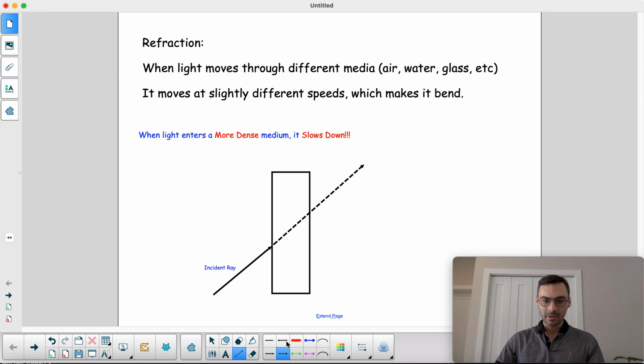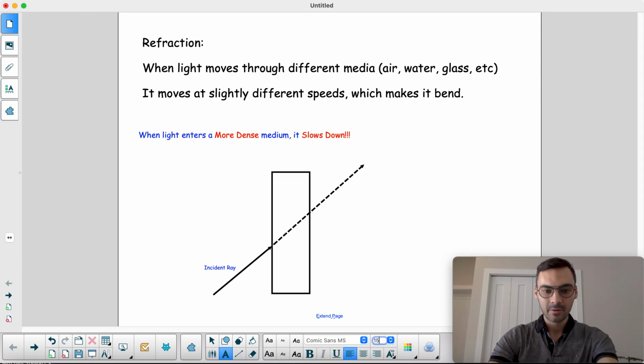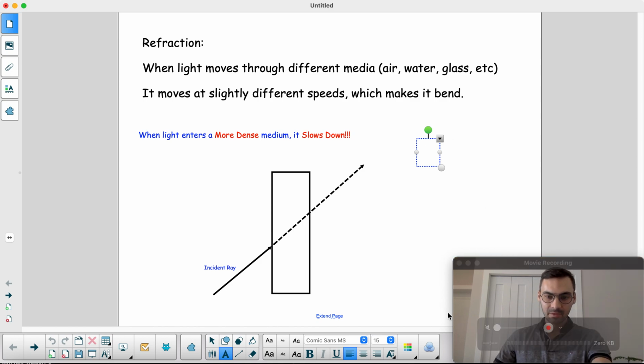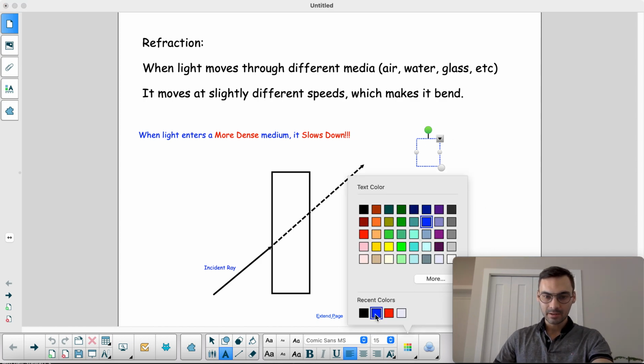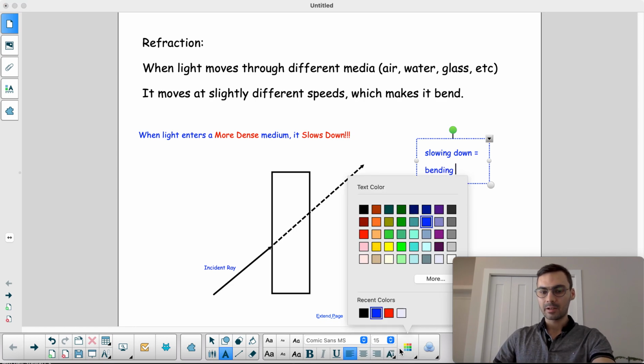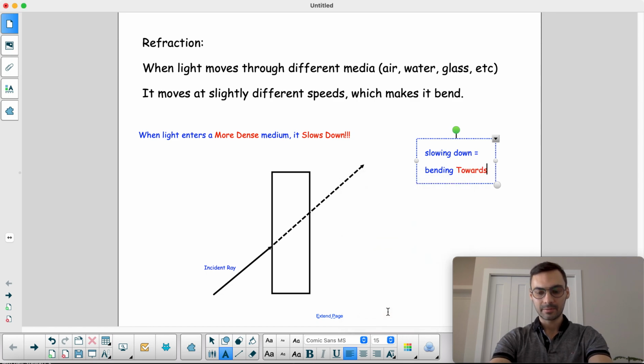Before we go further, we got one more note that we got to add on the side here, and that's talking about what happens. So we know that it slows down, but we don't know where it's going to end up bending. Slowing down means bending, here's the kicker, towards.